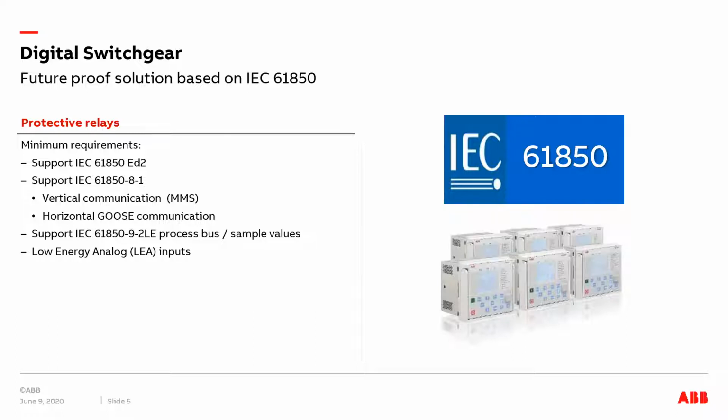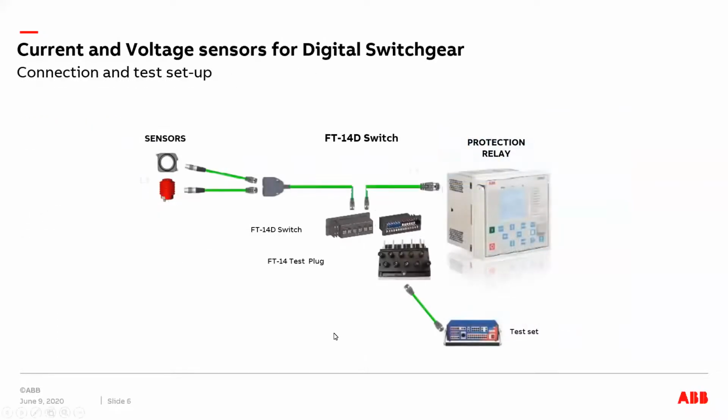That's the standard which governs the sample value publishing and subscription. And the other minimum requirement is input availability for low energy analog inputs, popularly known as LEA input. I will mention that in a second. So what is a low energy analog input? These low energy analog devices are popularly known as sensors. So you have the picture of sensors here.